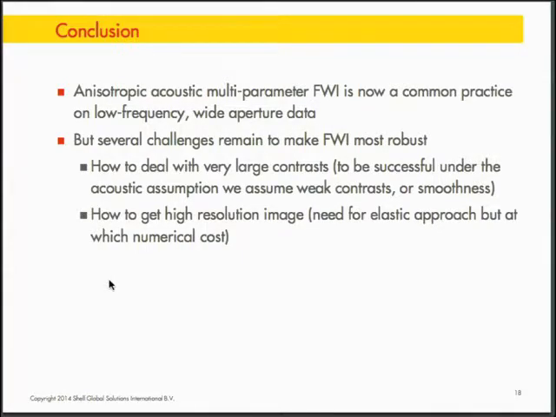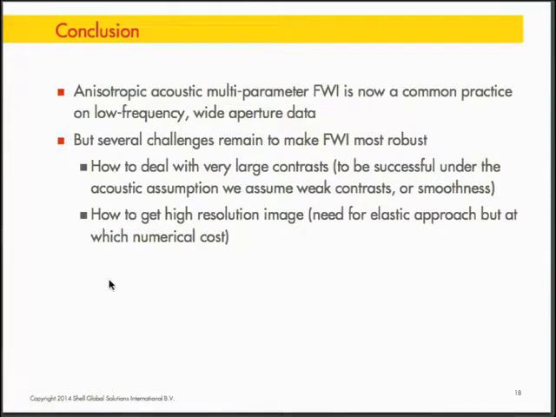One challenge is definitely that we have difficulty handling very large variations, when, for instance, we move by 3,000 or 4,000 meters. In the Gulf, for instance, we plug the salt, and full waveform inversion will not allow us to retrieve the salt. And of course, you can say, okay, my acoustic assumption is no longer valid, and it's probably true.